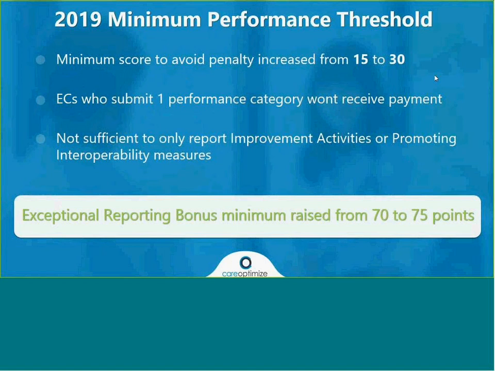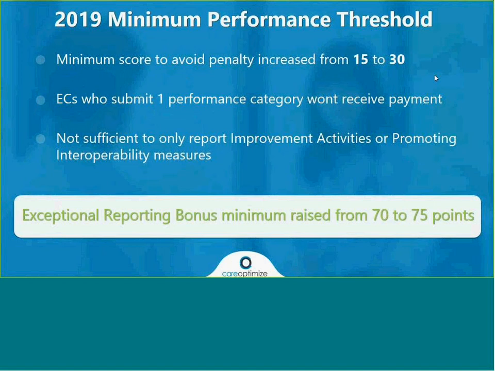So that means that just submitting one category is not going to cut it anymore. So you can't do just your improvement activity or just your promoting interoperability, your PI. You would have to do multiple categories to get above that 30 score if you're going to choose either the IA or the PI. Now it's an "and" if that's what you did in the past. Again, you cannot just do an IA measure or PI.